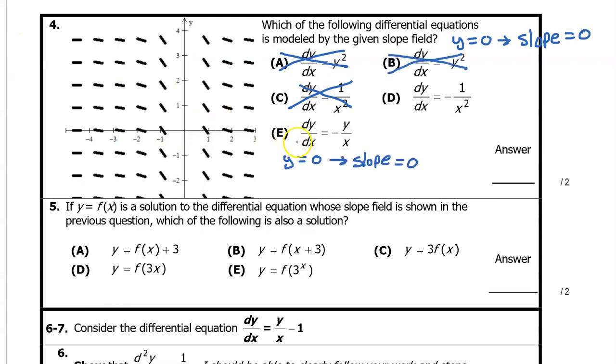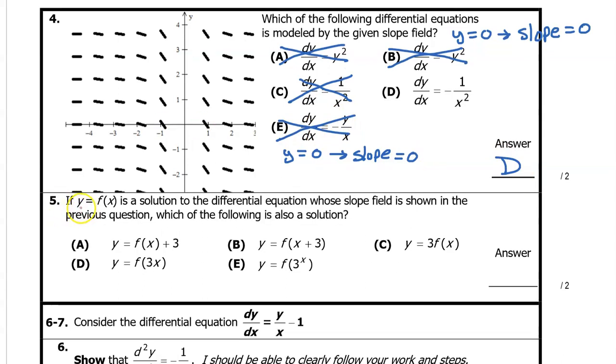Similarly, E cannot be the right answer. We have y in the numerator. So whenever y is equal to 0, the fraction, the slope, should equal 0, other than when x itself is 0. But everywhere else, the slope should equal 0. And as I just mentioned before, like here and here, y is 0, but the slope is clearly not 0. So E cannot be the answer. So the answer is D.